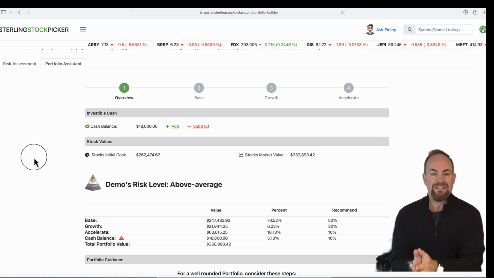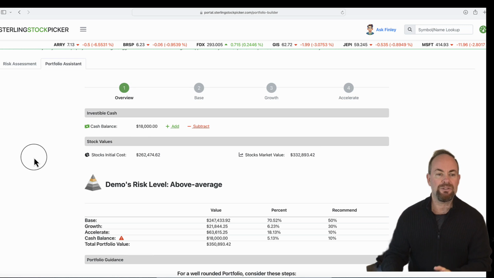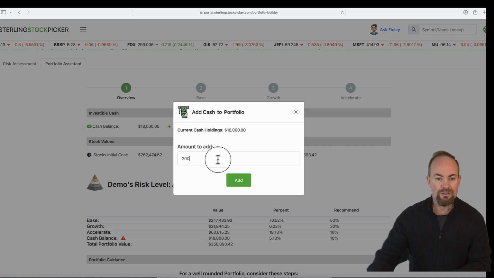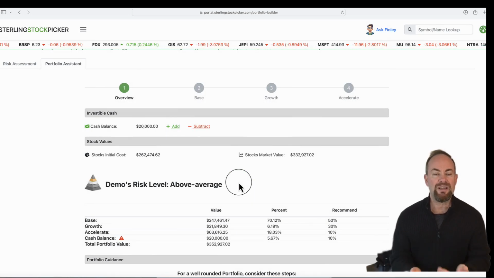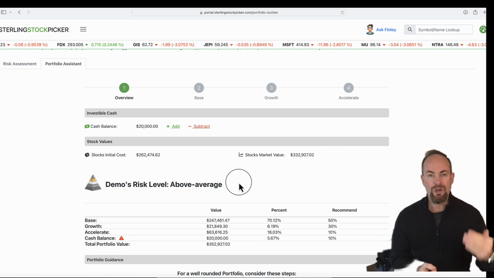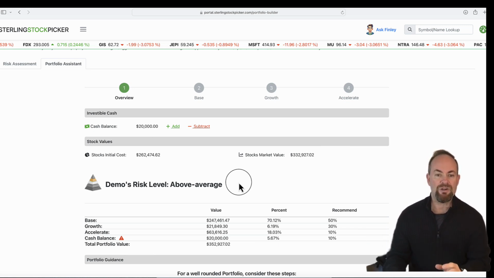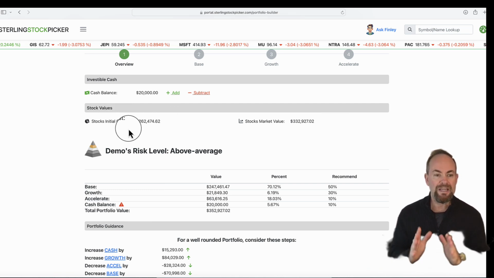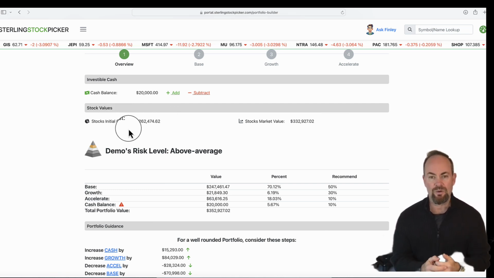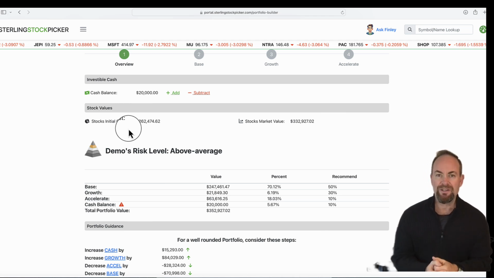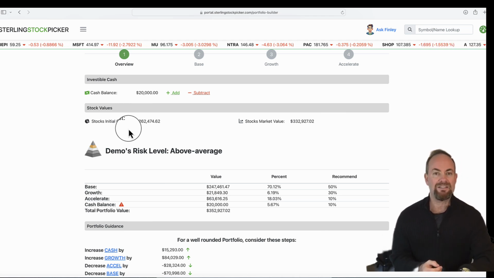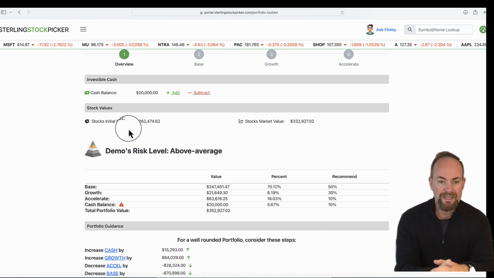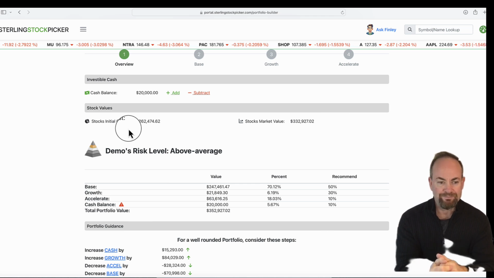The first step then is to add cash. If you have any cash available to invest, you would simply click the add button and you would add whatever dollar amount is available for you to start investing. It will take that total, combine it with your stock value. If you have any stocks in your portfolio, they'll show here in the appropriate categories. Now, if you're new to the Portfolio Assistant, you may not see any stocks in there. However, you will see a prompt to add stocks to your portfolio. I'll talk about that in a moment.